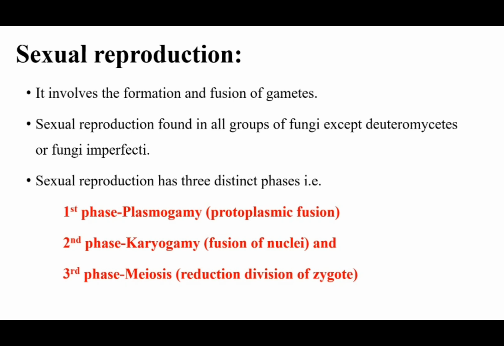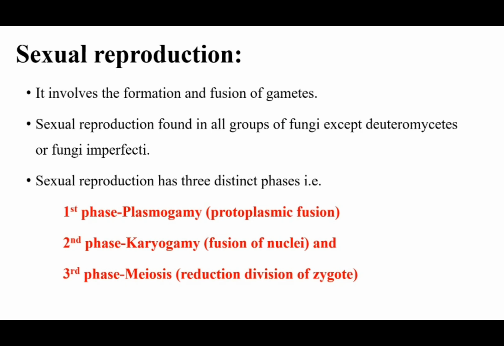It is uniparental, but sexual reproduction is biparental, involving two gametes for fusion. Sexual reproduction is found in all groups of fungi except deuteromycetes. So, deuteromycetes is known as fungi imperfecti. Then, sexual reproduction has three distinct phases.